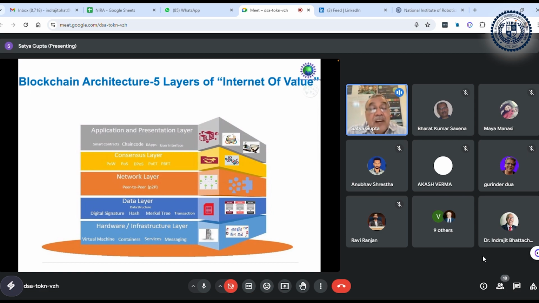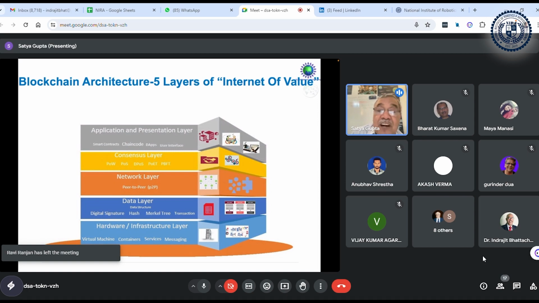So the first layer is called the hardware or infrastructure layer. Actually in internet also it is called the physical layer, but that is nothing but hardware. Physical means hardware actually, just for simplification purposes. So these are virtual machine, container, services, messaging, whatever you have in your public internet or IT infrastructure. So that is the starting point of anything you do in IT and also in blockchain.